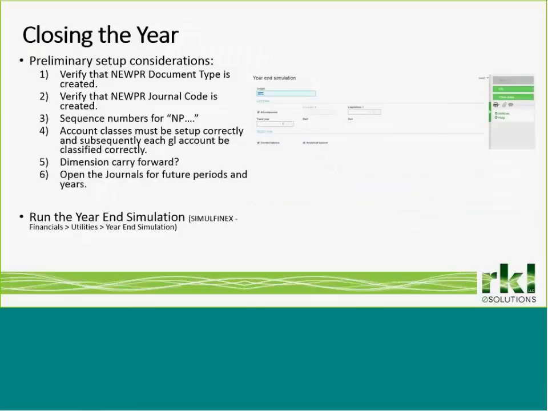And then lastly on this is run that year-end simulation. It's under financials, utilities, and year-end simulation. What this does is, it gives you an idea of what those journal entries will be at the end of the year without actually having to post. And I know most of you will not, well, I would hope none of you will actually be closing the year for 2016 until a month or two or even maybe 3 or 4 months into 2017. But this year-end simulation at least gives you an idea of what those journals will be.